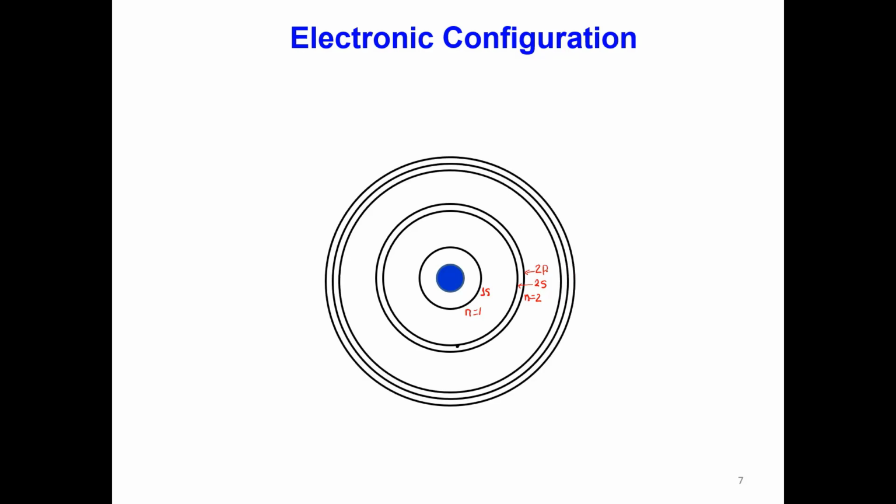This corresponds to the third orbital, meaning n equals 3. This shell corresponds to 3s, and because it's the third orbital, we will have 3 subshells. The first corresponds to 3s, the second subshell will be 3p, and the last one will be 3d.